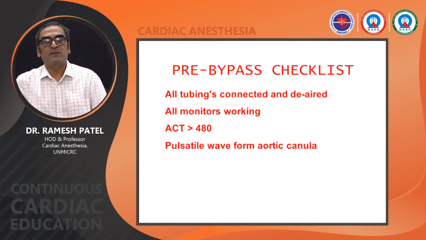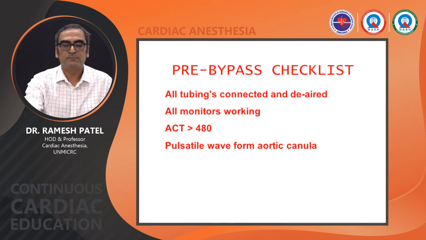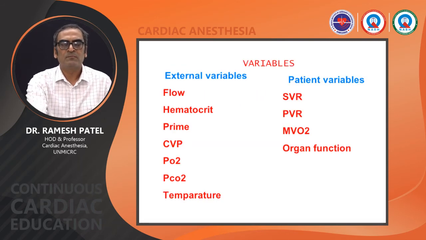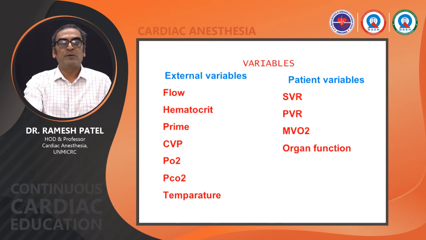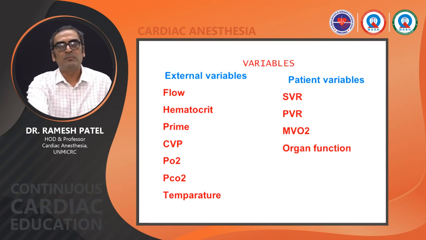Before going on bypass, we have to check that all the tubings are connected. All monitors are working. ACT is more than 480 seconds. And a pulsatile waveform should be present on the aortic cannula. Some variables like systemic vascular resistance, peripheral vascular resistance, organ function, PO2, CVP, and hematocrit are the variables that affect CPB drainage. So we have to modify it according to the patient's need and the required flow.